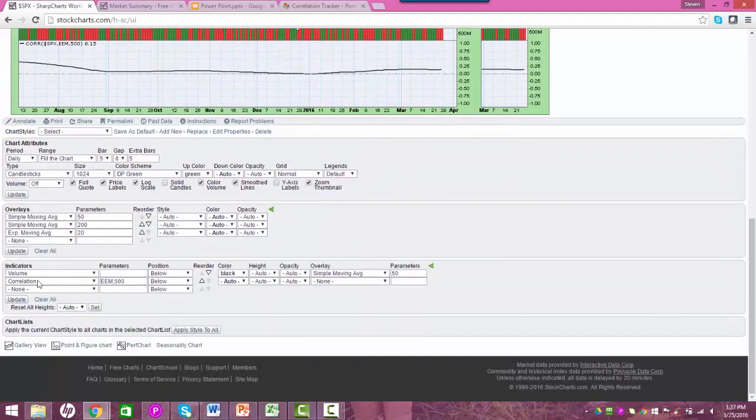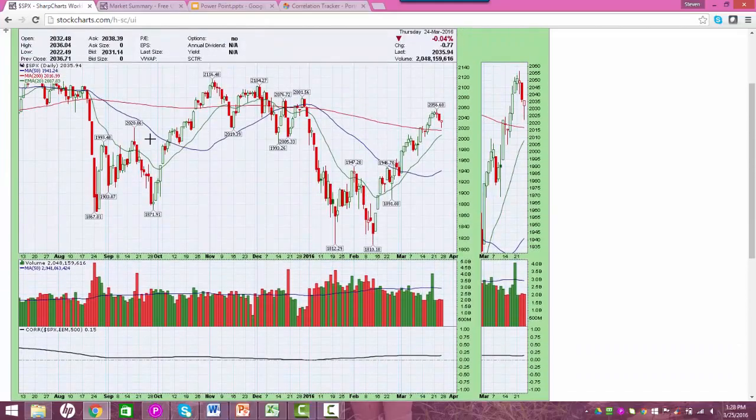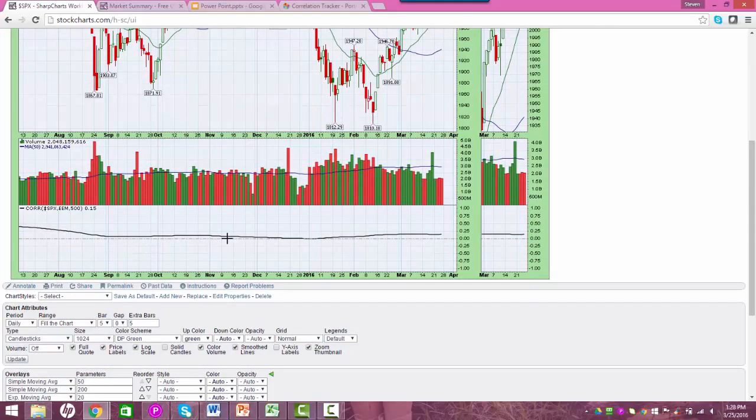Now, we'll update it right here. What I entered is the S&P 500 correlated to emerging markets, that's the iShares EEM, over the last 500 trading periods. I like to look back across at least a couple of years, because sometimes something can look correlated in the short term, but it's really not over the long term. So below the chart of the S&P 500, I have this little correlation chart.